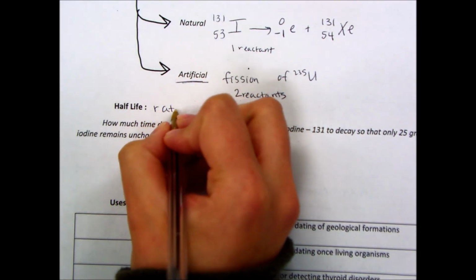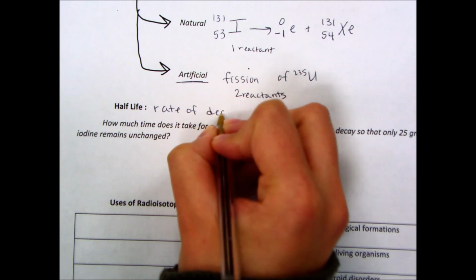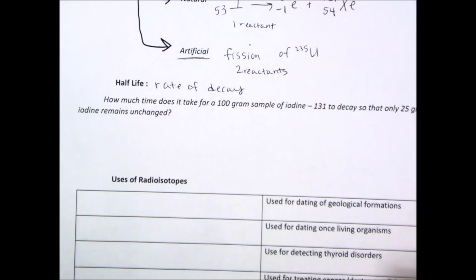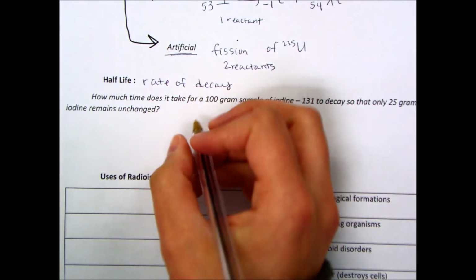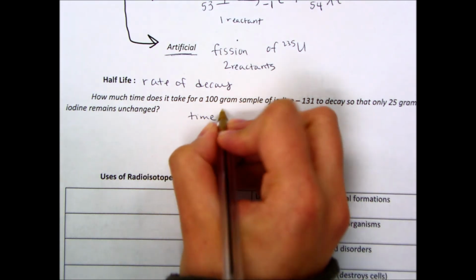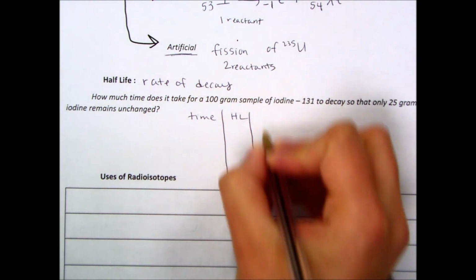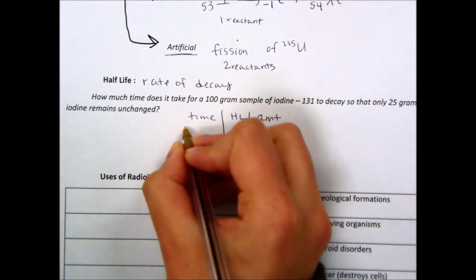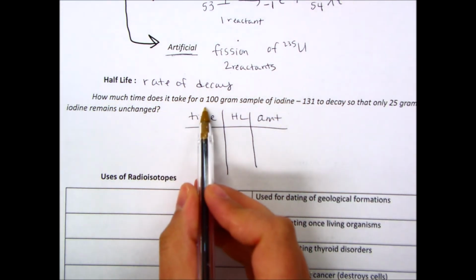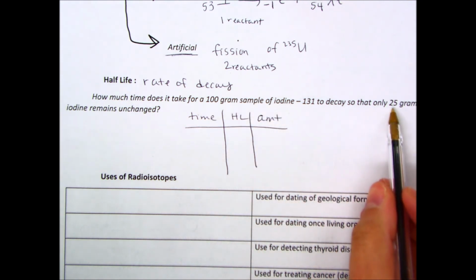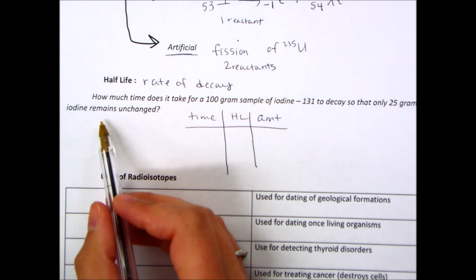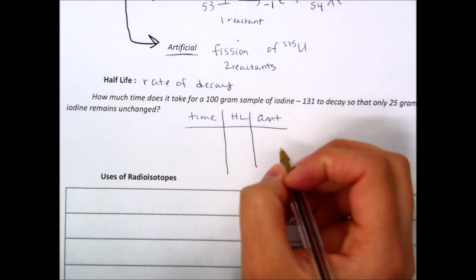Half-life is defined as the rate of decay. And how you solve half-life problems can be different depending on what you like, but I like setting up the table. So time, half-life, and amount. How much time does it take for a 100-gram sample of iodine-131 to decay so that only 25 grams of this iodine remains unchanged?